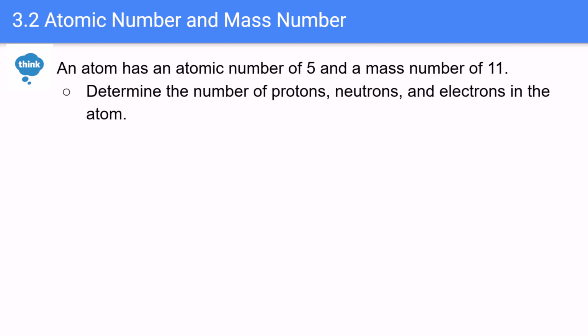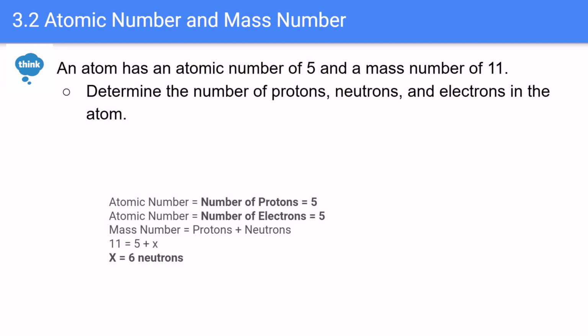So an atom has an atomic number of 5 and a mass number of 11. Let's determine the number of protons, neutrons, and electrons in the atom. The very first thing we want to take a look at and understand is the atomic number. Remember that the atomic number is the number of protons. And in a neutral atom, the number of protons will equal the number of electrons. So in this case, we can easily figure out the number of protons and electrons because both of those would be 5.